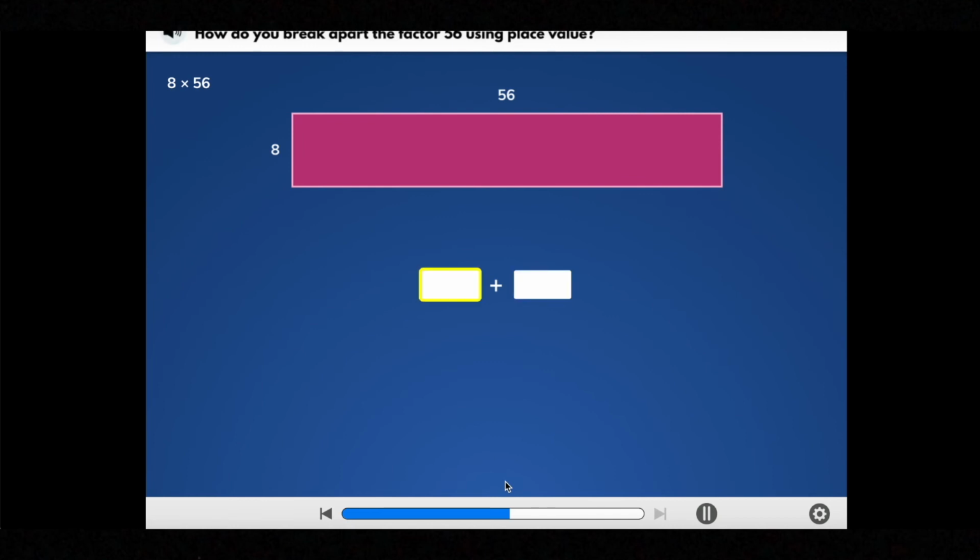Now, if you notice, this is taking us through. It's basically like having a teacher with you. You can hear how the voice is working along with you, and they break it up into smaller bits and pieces.